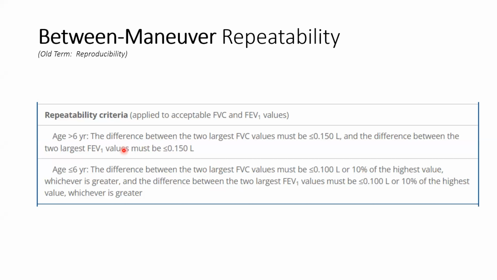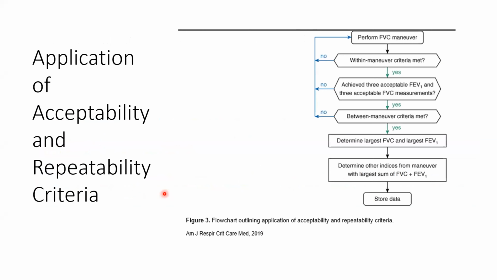Okay. The repeatability is, are the FVC values the same? Okay, so for anyone over the age of 6 years, they have to be within 0.15 liters or 150 mLs. And this applies to both the forced vital capacity as well as to the FEV1. If they're less than or equal to 6 years, the numbers are 0.1 liters or 10% of the highest value, whichever is greater. So you combine acceptability and repeatability.